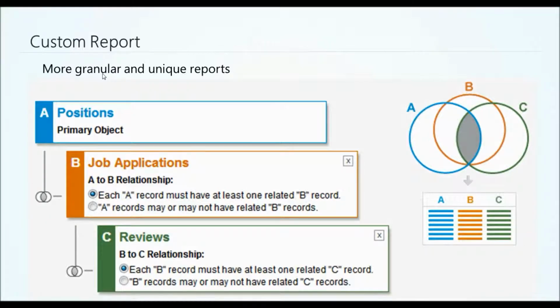Moving on to custom reports. Custom reports are used to create reports for objects that aren't related to each other particularly. It's used to create more unique and granular reports. Now we know positions and job applications are related. Job applications and reviews are related, but positions and reviews aren't related. To relate positions and reviews, we can create a custom report and find out the positions with reviewed job applications.